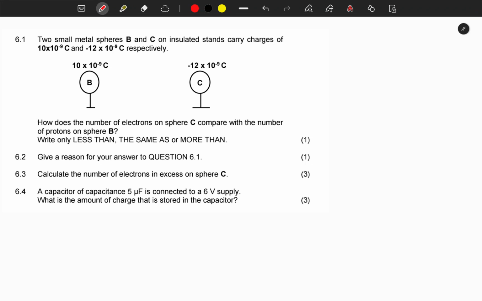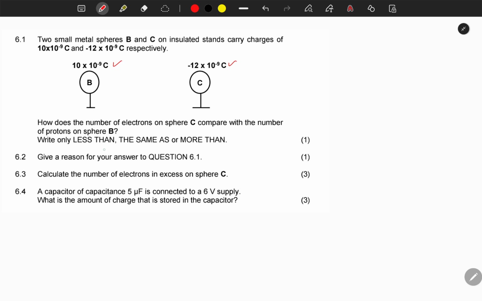Two metal spheres B and C on insulated stands carry charges of 10 times 10 to the power negative 9 coulombs and negative 12 times 10 to the power negative 9 coulombs respectively. You can see B and C clearly. The charges have been indicated there. How does the number of electrons on sphere C compare with the number of protons on sphere B?